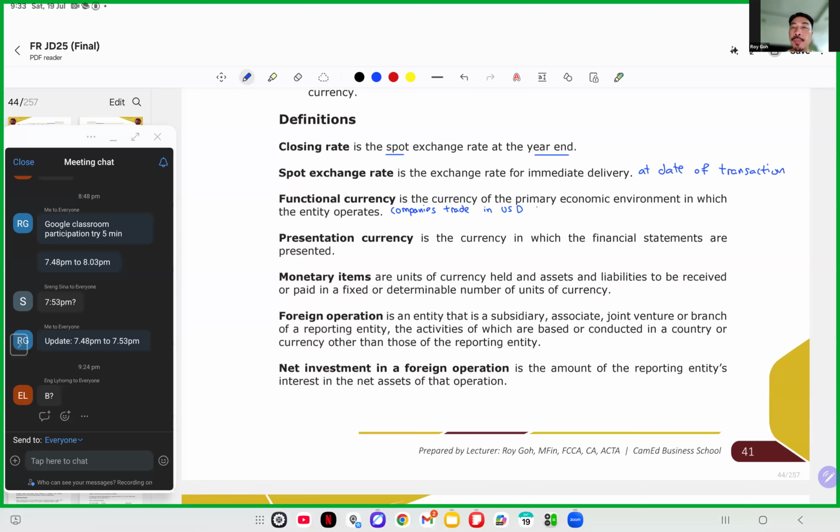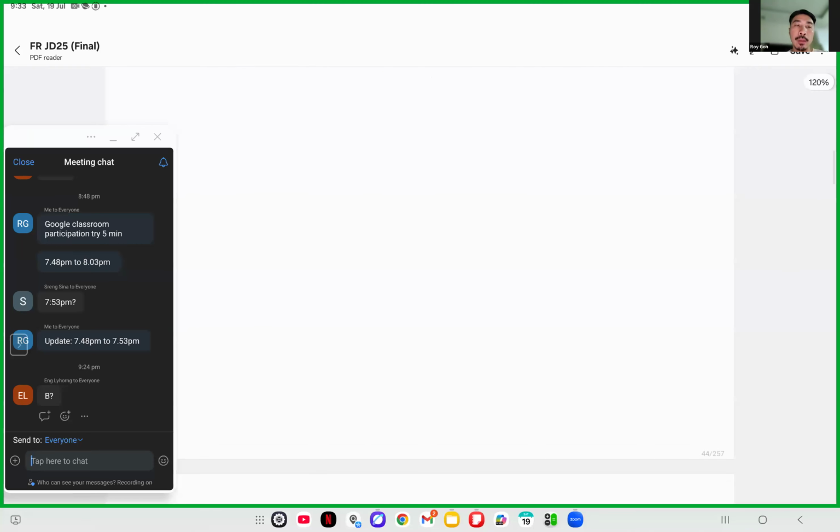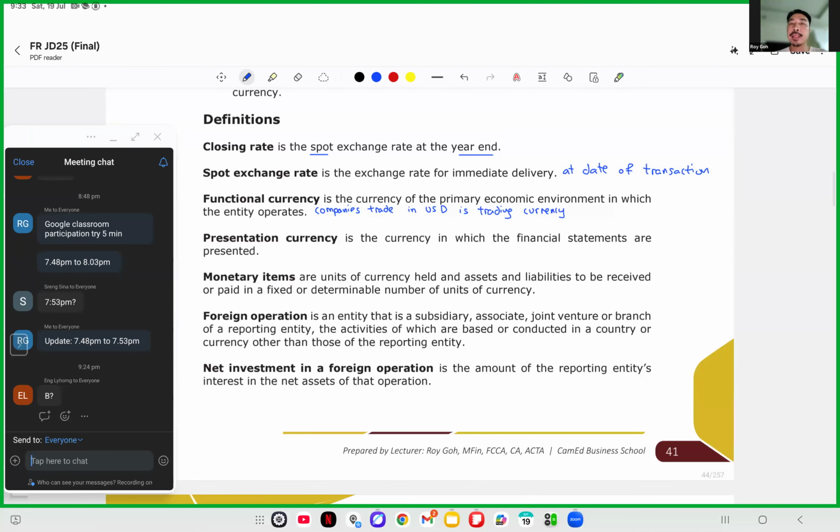It's simply the trading currency. Don't care where you are in the world, the moment you buy and sell oil, you pay in US dollar. Don't care where you are in the world, the moment you buy and sell Bitcoin, you also pay in US dollar. Make sense to you?